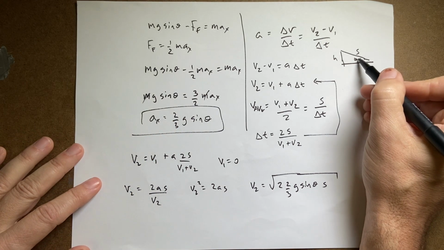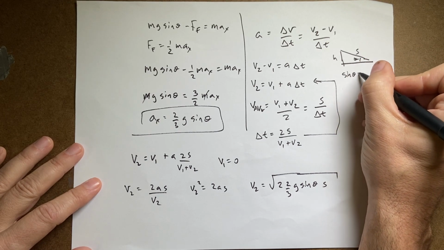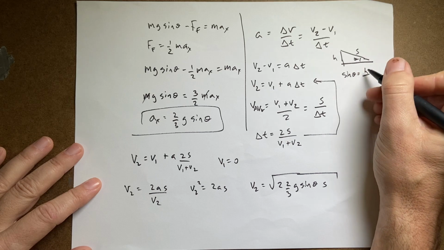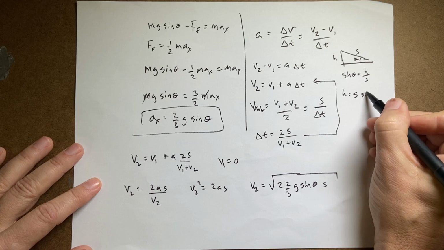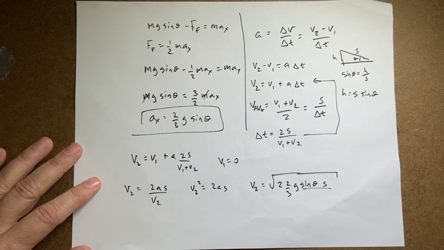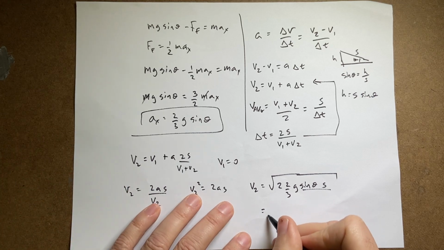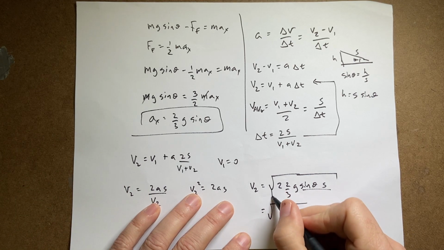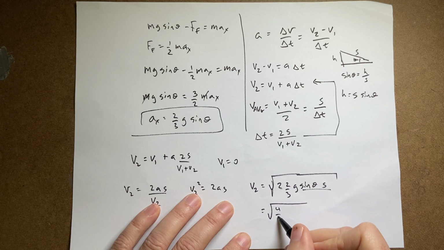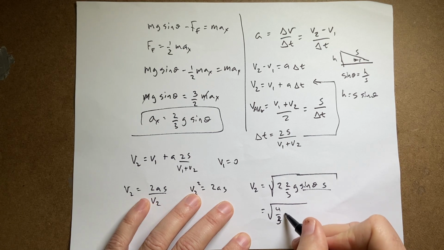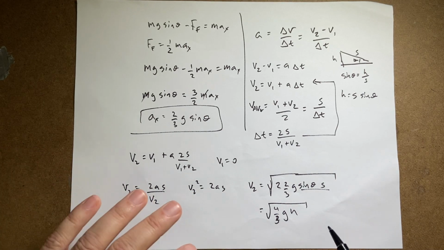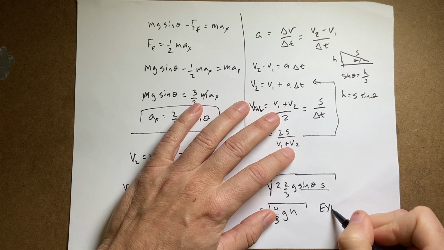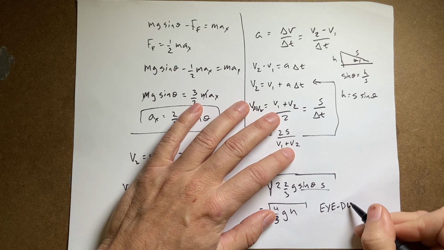Now I'll look up here. If I say sine of theta, it's going to be opposite h over the adjacent s. So h equals s sine theta. That's h. So now I get the square root of, that's all the way down, 2 times 2/3, which is 4/3 gh. And that's exactly what I got before. Identical.